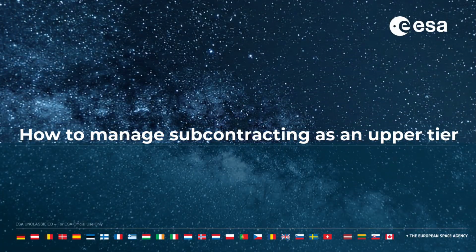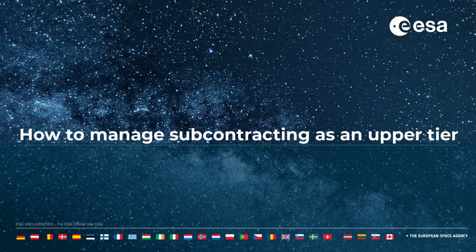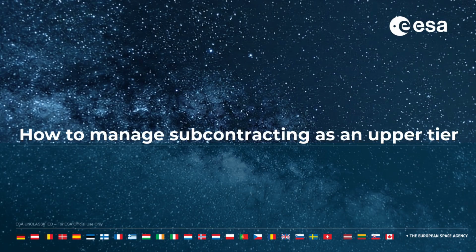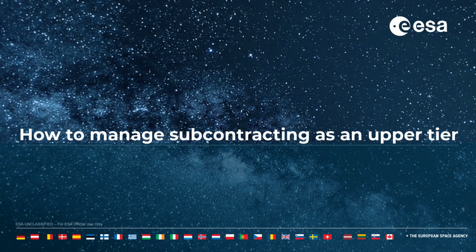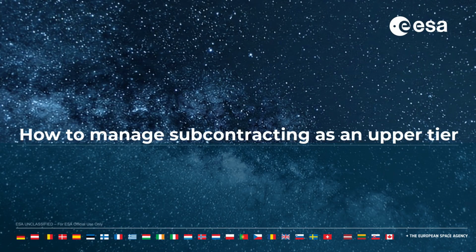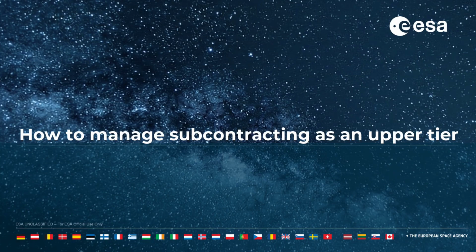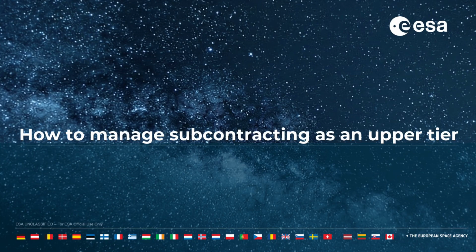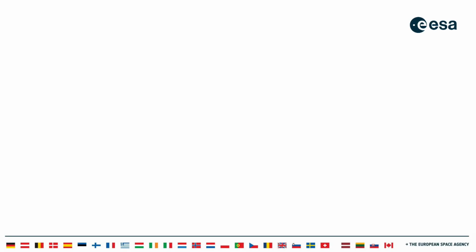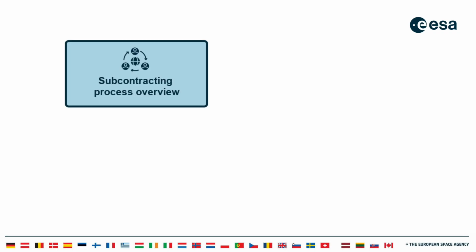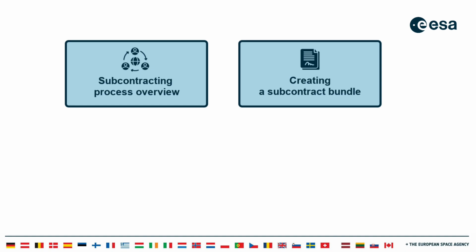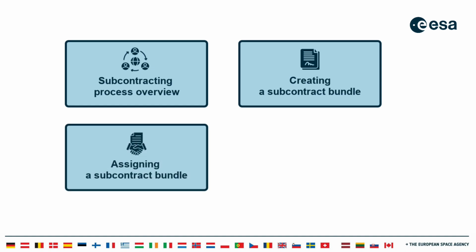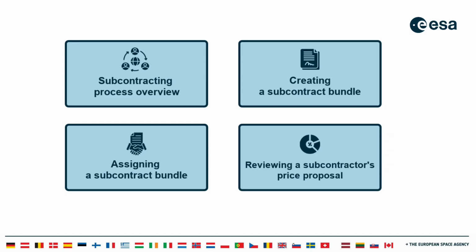Welcome to this video explaining how to manage subcontracting as an upper tier in ECOS, the ESA costing software designed to help you prepare your price proposals in detail for an ESA tender. In this video, we will start with an overview of the subcontracting process. Then, we will guide you through creating a subcontract bundle, assigning it to a subcontractor, and reviewing the subcontractor's price proposal.